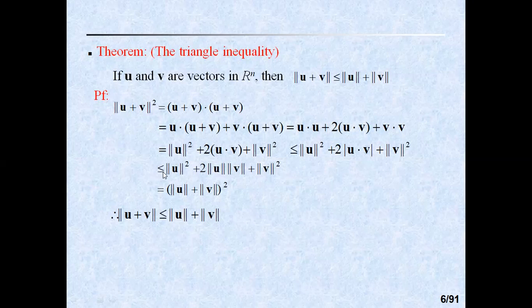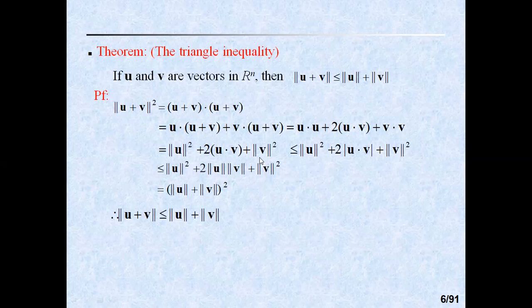It is also less than or equal to norm u square plus 2 into norm u norm v, because of the Cauchy-Schwarz inequality: modulus of u dot v is less than or equal to norm u norm v. Therefore, norm u square plus 2 into modulus of u dot v can be bounded using the Cauchy-Schwarz inequality, giving 2 into norm u norm v plus norm v whole square.